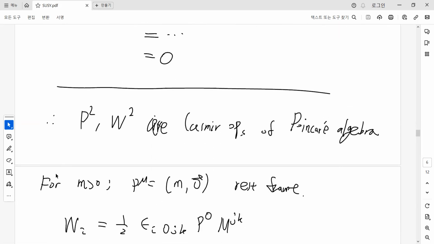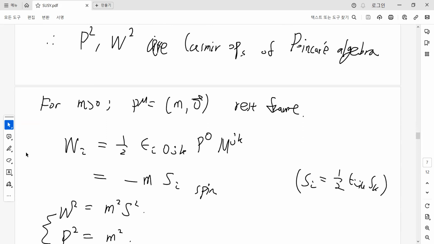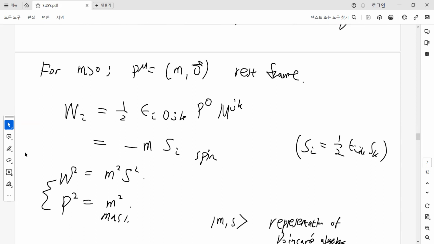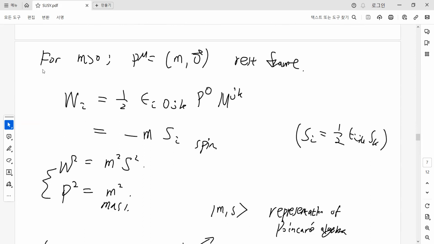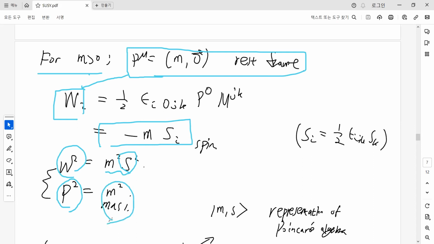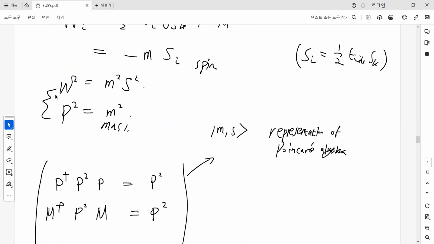It means that these Casimir operators represent the invariant quantities in the algebra. So if we consider the massive case, then in the rest frame the momentum can be written like that, and the Pauli-Lubanski polarization vector reduces to just the spin operator. So W squared relates to the spin squared, and the momentum squared relates to the mass. So the mass and the spin are invariant quantities even when we apply space-time transformations by using the Poincaré group. So the mass and spin are representations of the Poincaré algebra.